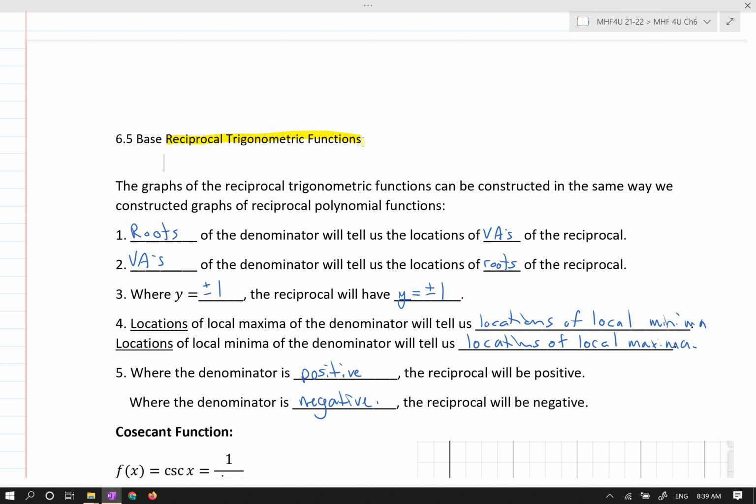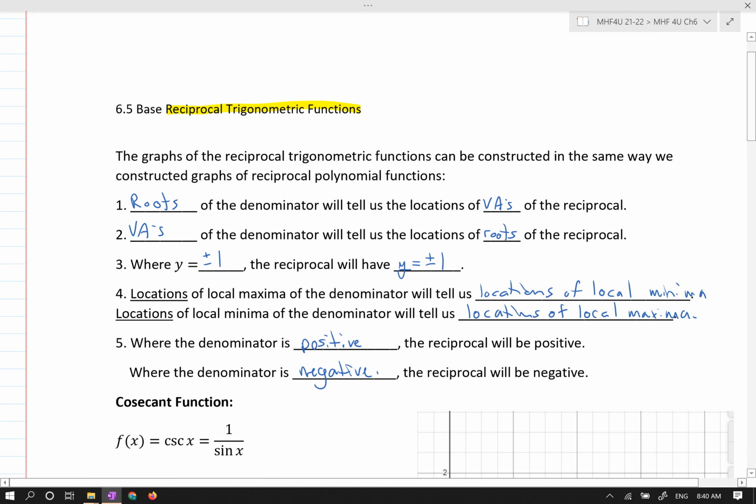But we can build these reciprocal trigonometric functions in the same way that we built reciprocal polynomial functions earlier in the course. So we'll take our discoveries from earlier in the course and we'll just apply them here.